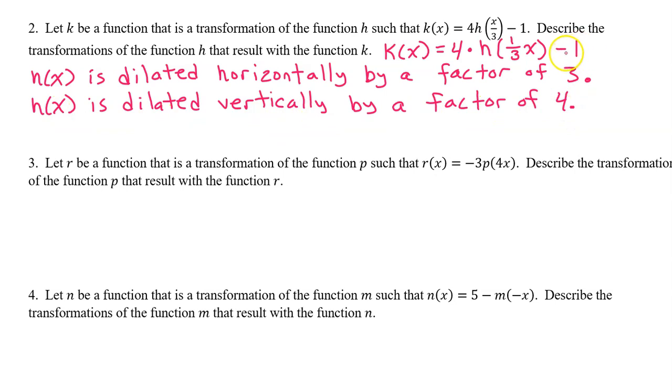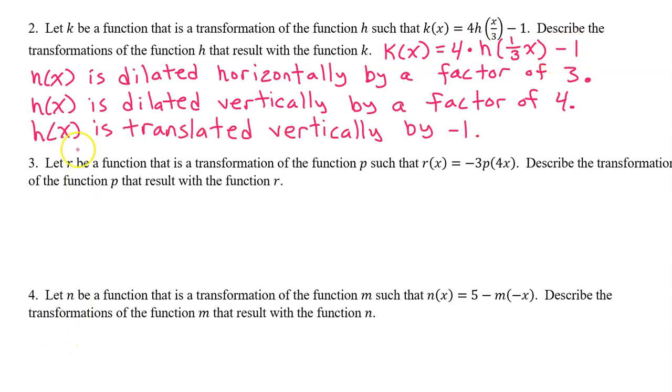Now this -1, when you are adding or subtracting, that is a translation of some sort. Since the -1 is outside the function, this is going to be a vertical transformation. h of x is translated vertically by -1. In other words, h of x is shifted down 1.